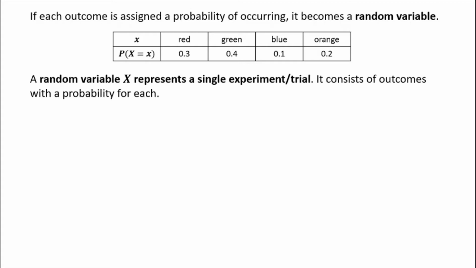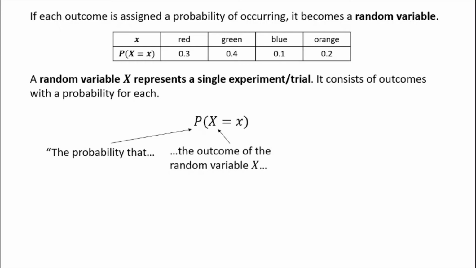The notation here is going to take some getting used to. It reads the probability that X equals x, which just sounds very trivial, but we have a difference between the capital X and the lowercase x. The capital X in this case represents the actual random variable, the experiment that was carried out, while the lowercase x is going to represent a specific outcome to that experiment. So we would read this statement as the probability that the outcome of the random variable X equals a specific outcome x.